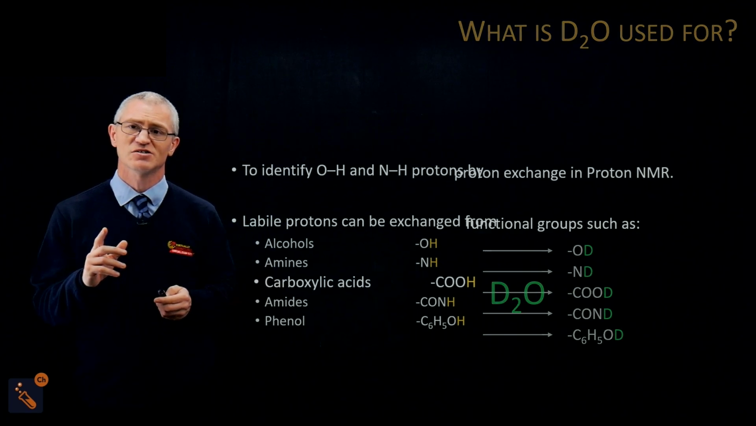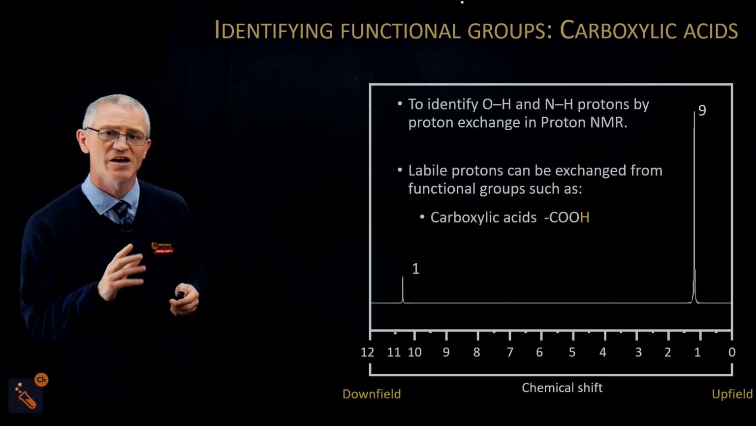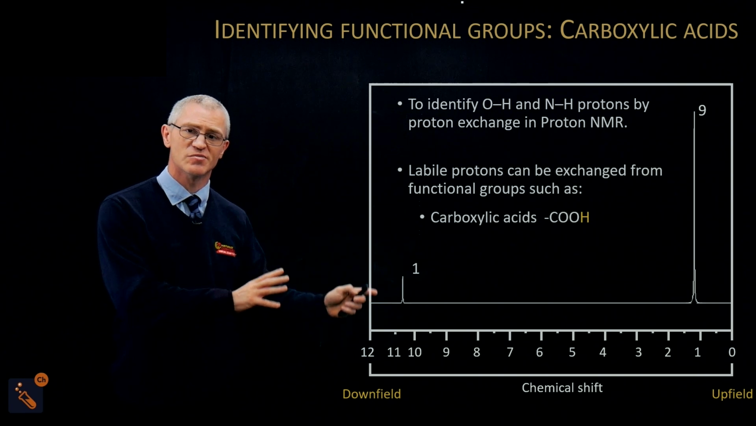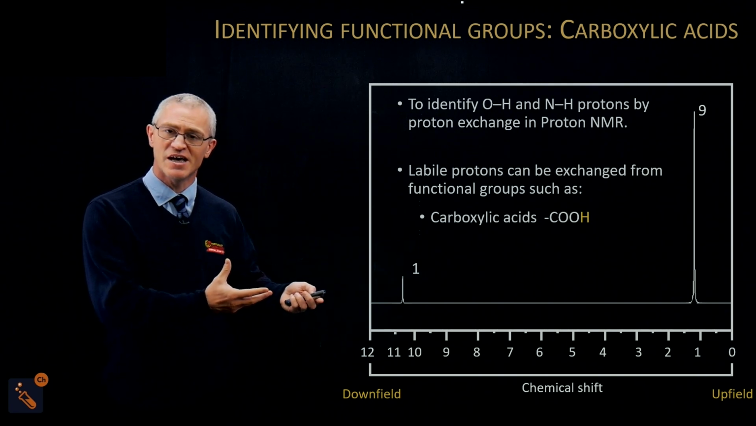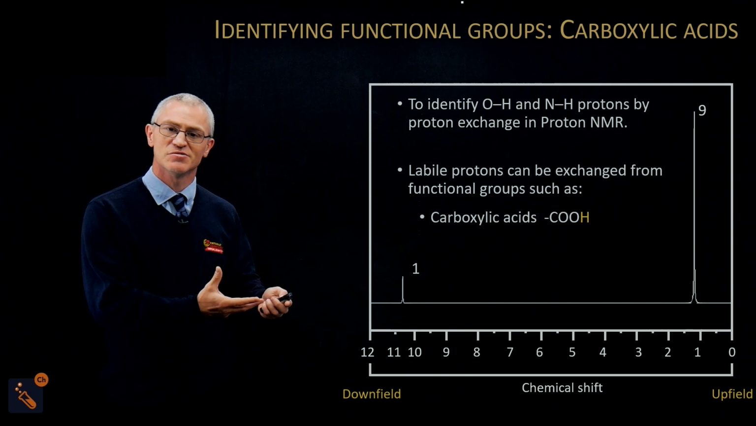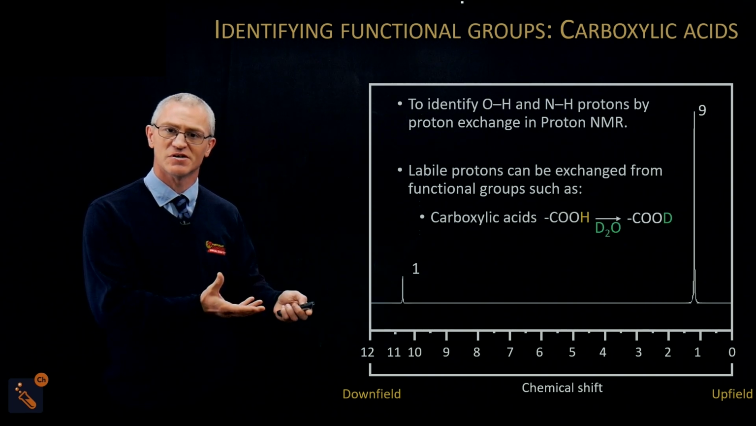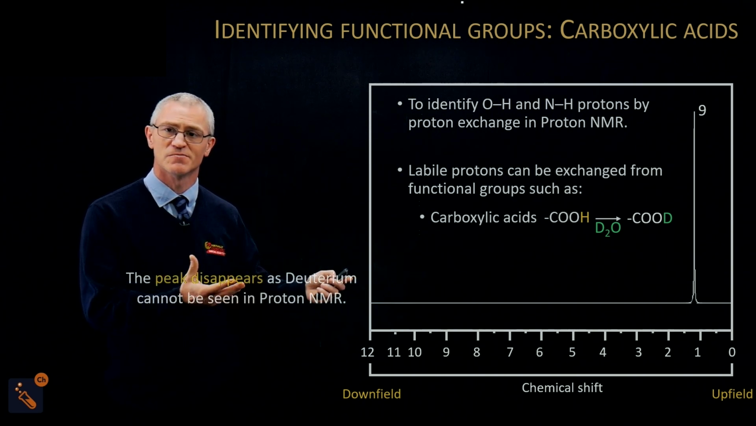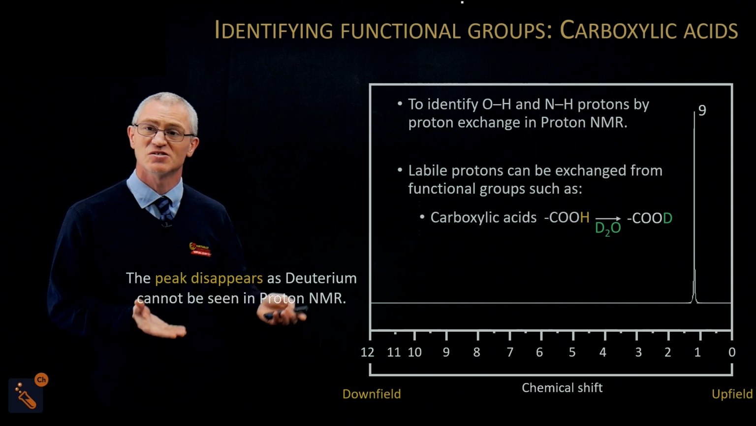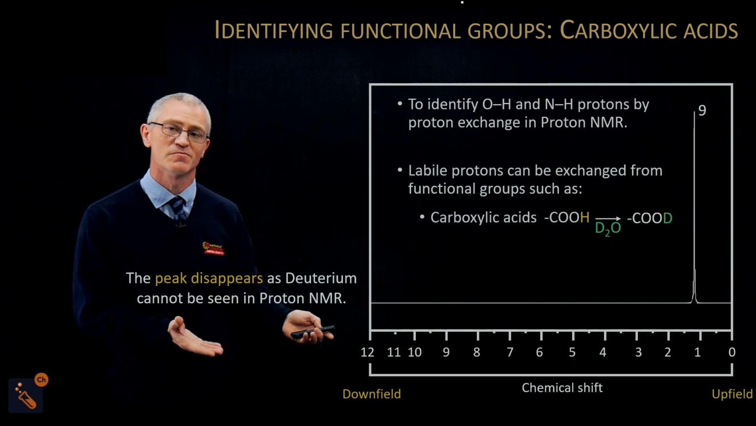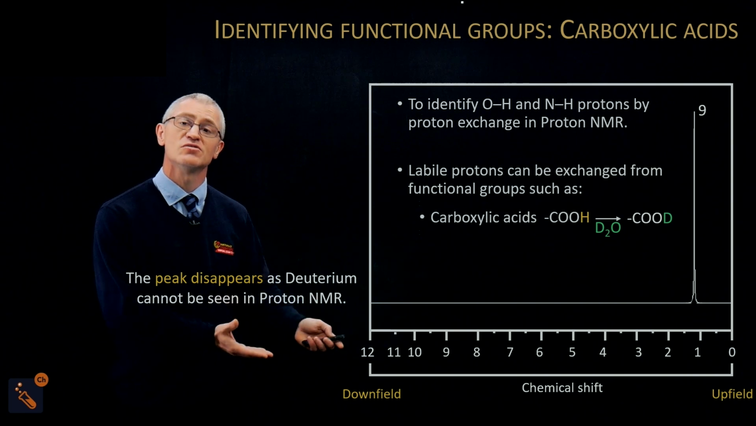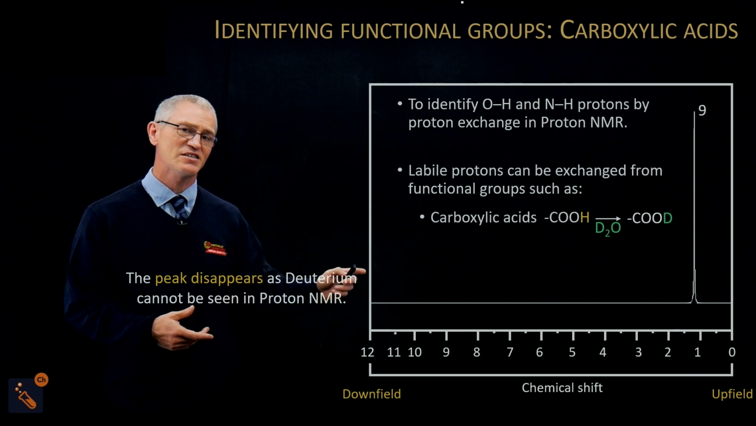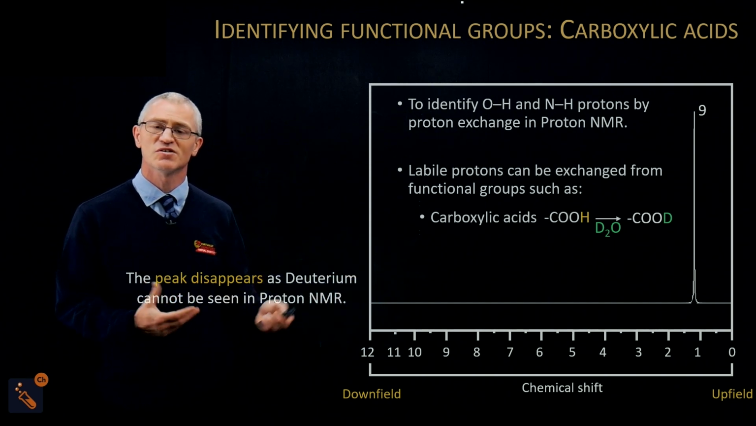Now, if we look at an actual example, and we've taken the carboxylic acid example out of there, you've got a peak here for your carboxylic acid. If I then rerun that NMR in D2O, the following will happen. The deuterium will exchange, and then that peak, which has now gone green, will just disappear. This peak disappears as the deuterium cannot be seen in proton NMR. Hydrogen can, deuterium cannot. So if you see any peak disappear, you know it's one of these functional groups.